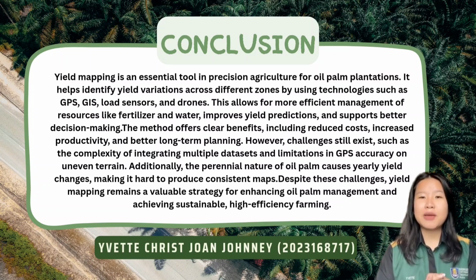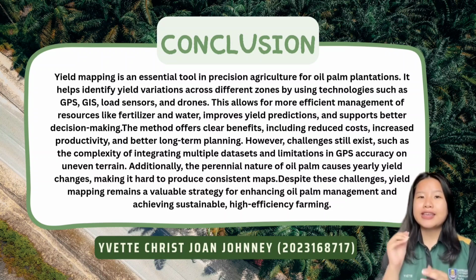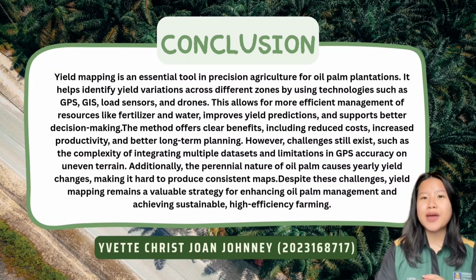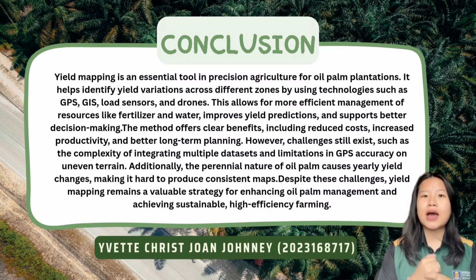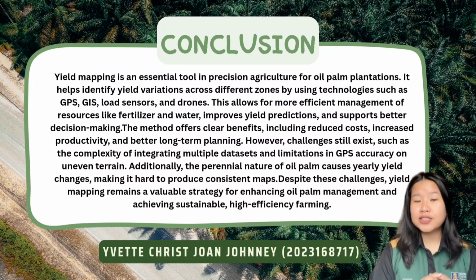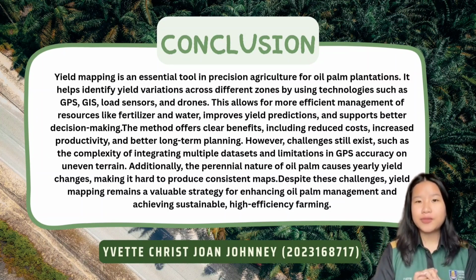To conclude, yield mapping is a powerful method in precision agriculture, especially for oil palm plantation. It helps to detect yield variation across different blocks by using modern technology like GPS, GIS, load cell, and even drone. This allows farmer and plantation manager to manage resource more efficiently, apply fertilizer accurately, and make better planning decisions. With this method, we can reduce production costs, improve yield prediction, and increase overall productivity.